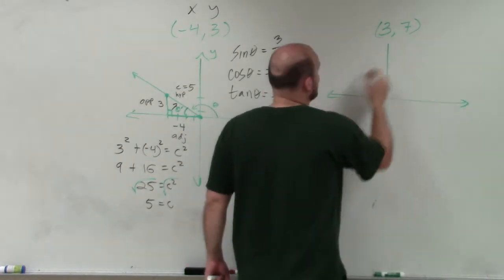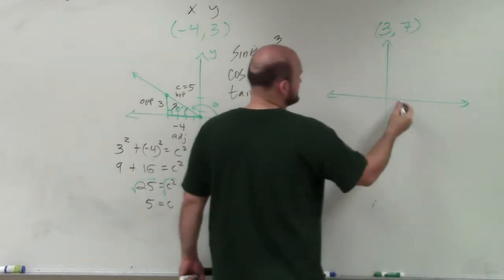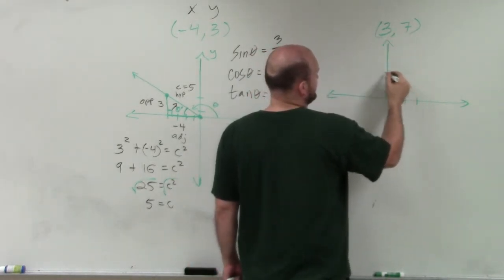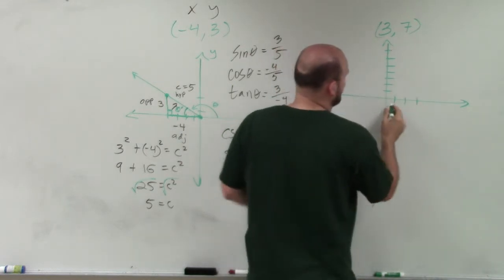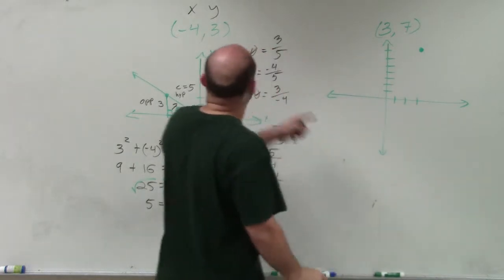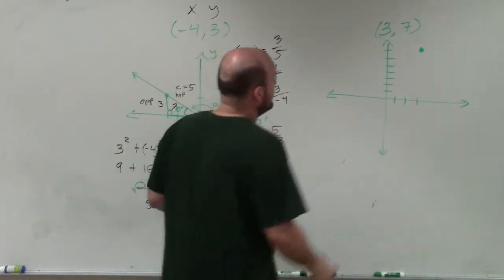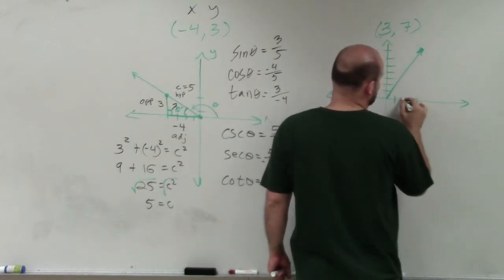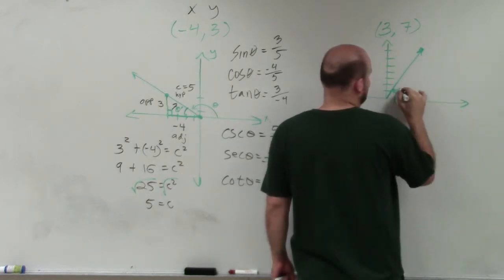OK. Now, in this case, you can see that my x value is positive 3: 1, 2, 3. My y value is 7: 1, 2, 3, 4, 5, 6, 7. So again, going over 3, up 7. Well, see, now this one's not as bad. You can see that I'm going to use this angle theta. It's pretty obvious to see theta being used.